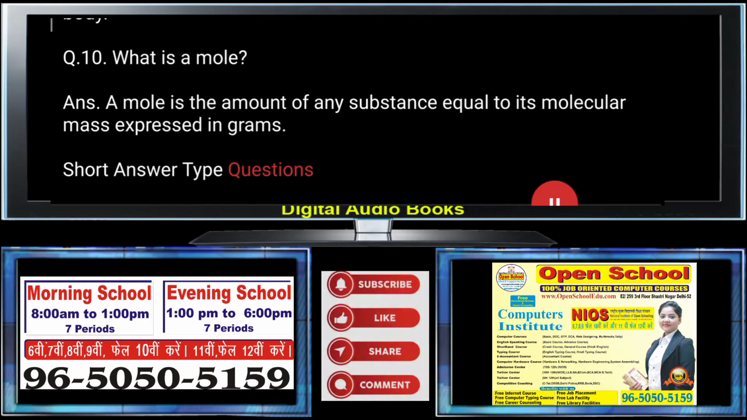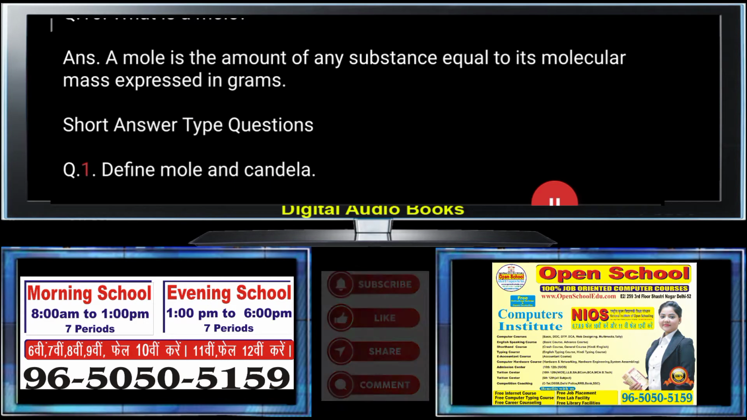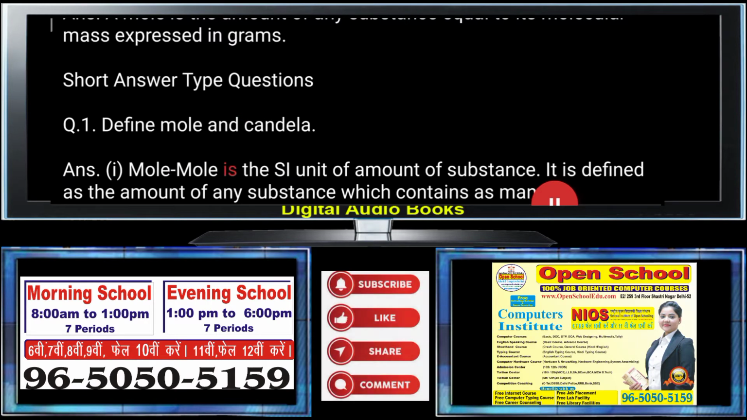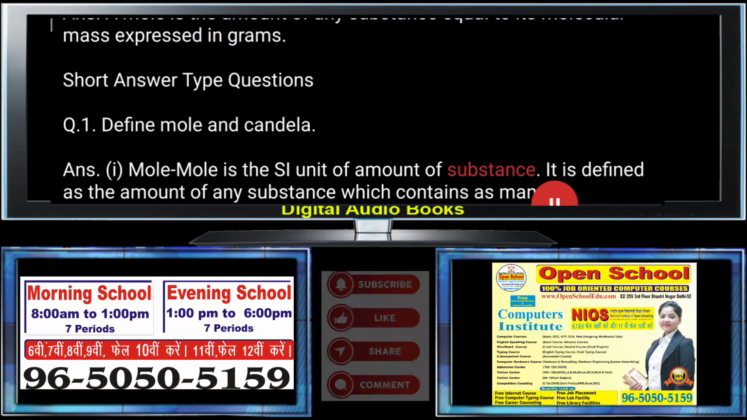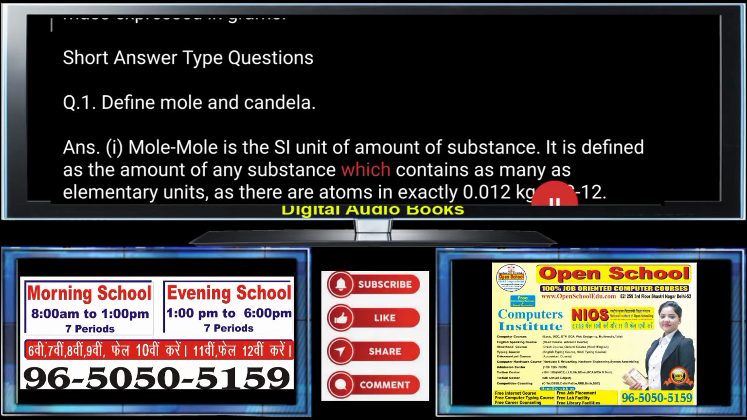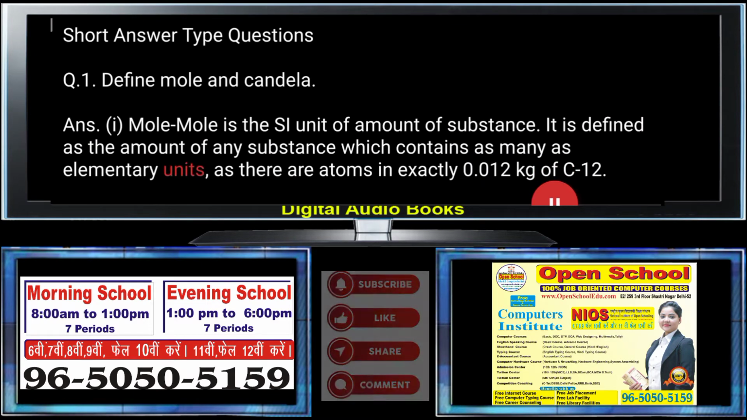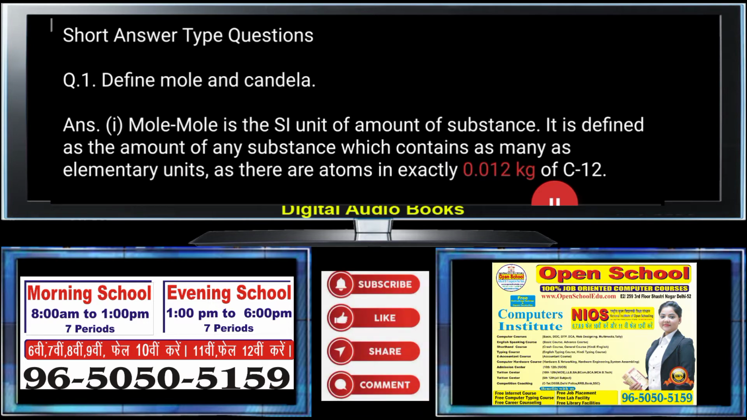Short answer type questions. Q. 1. Define mole and candela. Ans. Mole is the SI unit of amount of substance. It is defined as the amount of any substance which contains as many elementary units as there are atoms in exactly 0.012 kilograms of C-12.